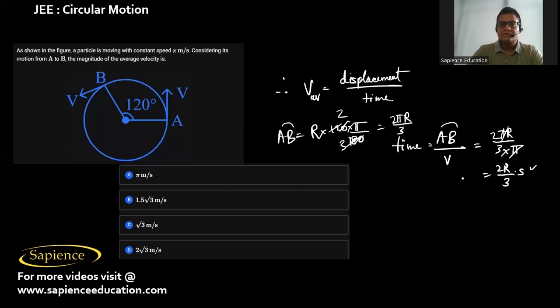So the time required is 2r by 3 seconds, and the displacement, from here to here, the distance from A to B, that we have to find out. The distance from A to B. So this length will be equal to, this is the radius, this is 60 degree.